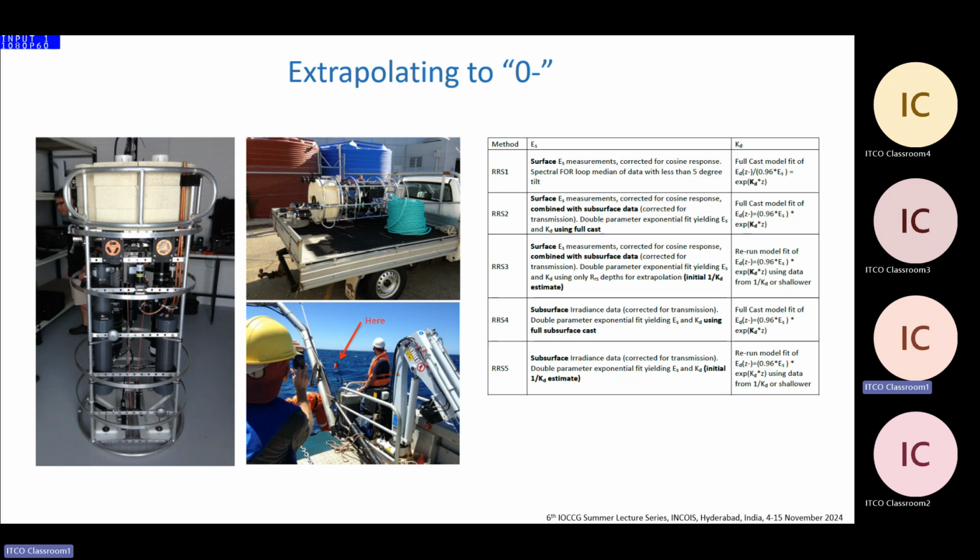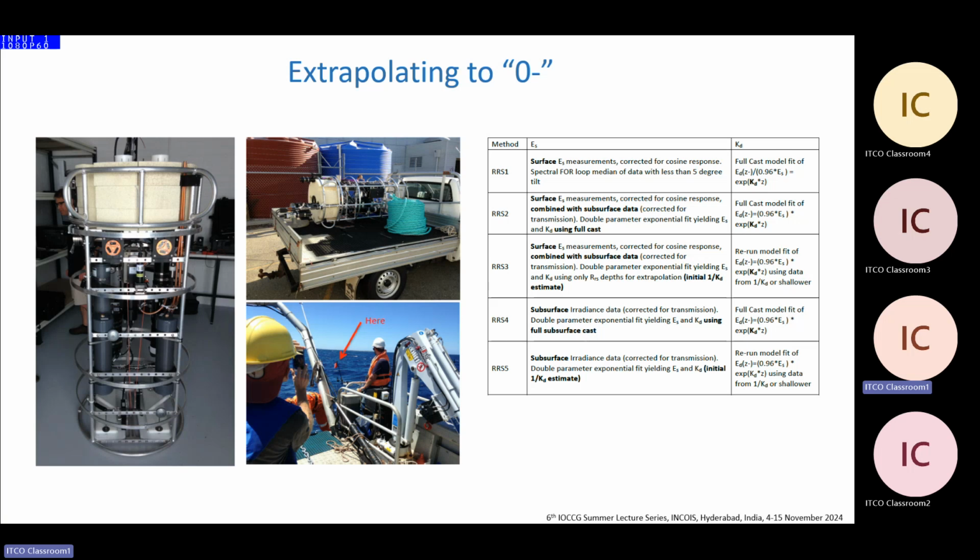Well, again, that's the last example for this problem of extrapolating to 0-. In that case, it's a system called the TETIS that we deployed for a few years, which has been decommissioned now. But basically, it's a profiling system. It's anchored on the bottom, and it's equipped with a number of sensors, including radiometers. But in that case, we don't have any above water reference first. And the second thing is the LU sensor is at the bottom of this relatively big cage. So the shallowest value we have for the measurements are probably at 2 meters.